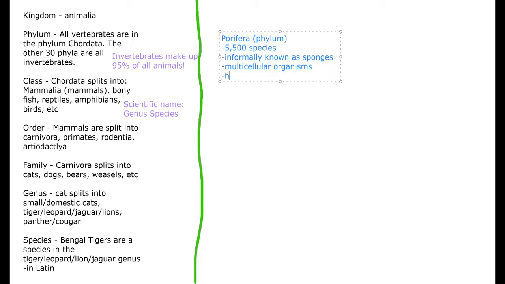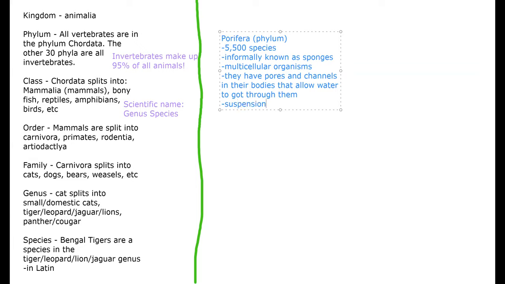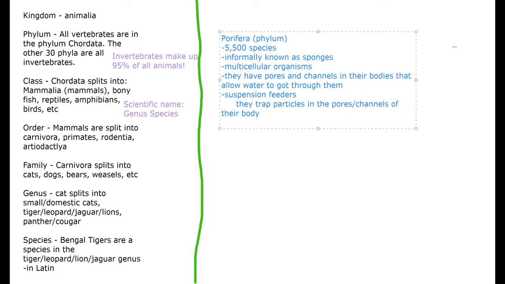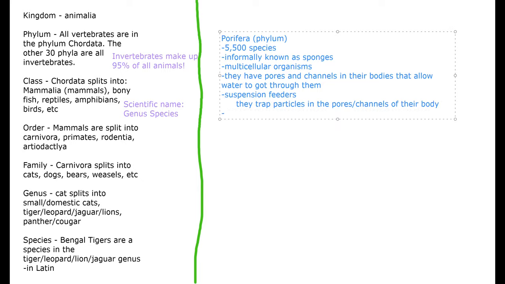Multicellular organisms. They have pores and channels in their bodies that allow water to go through them. That is the main thing about sponges. They have pores, right? Just like a regular sponge. Pores, holes, channels that allow the water to go through them. And in that way, they are able to feed as well. They are called suspension feeders, because they trap particles in the pores, channels of their body, and that's how they eat, which is super neat. So that is suspension feeders. That is pretty neat. They are one of the oldest animal groups.